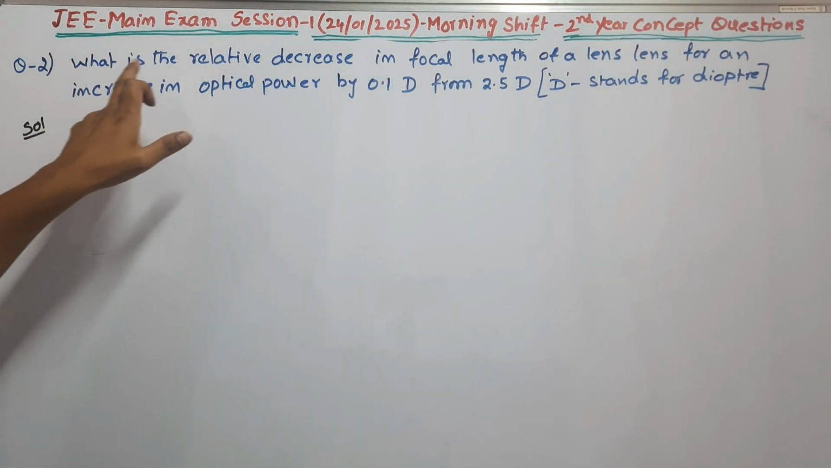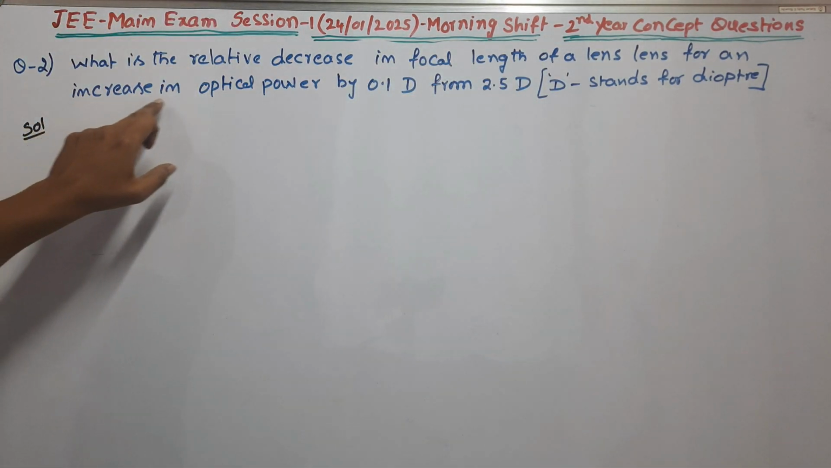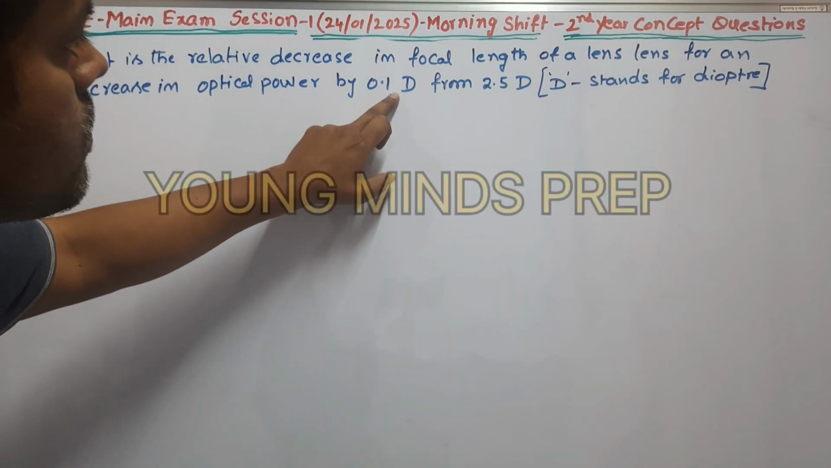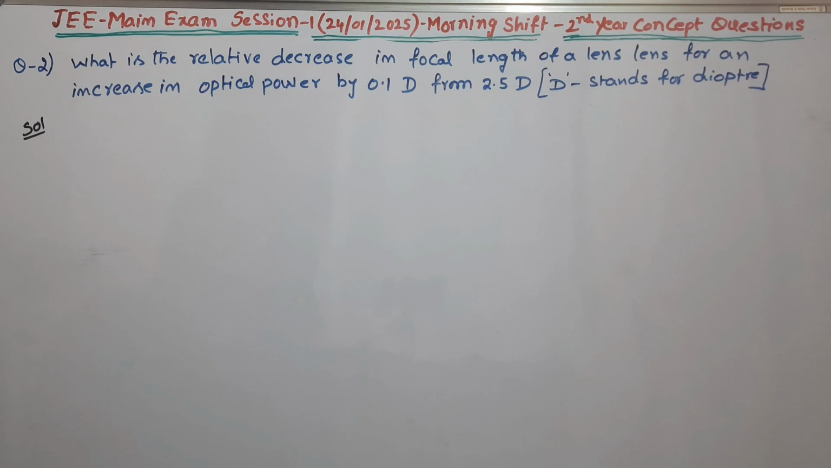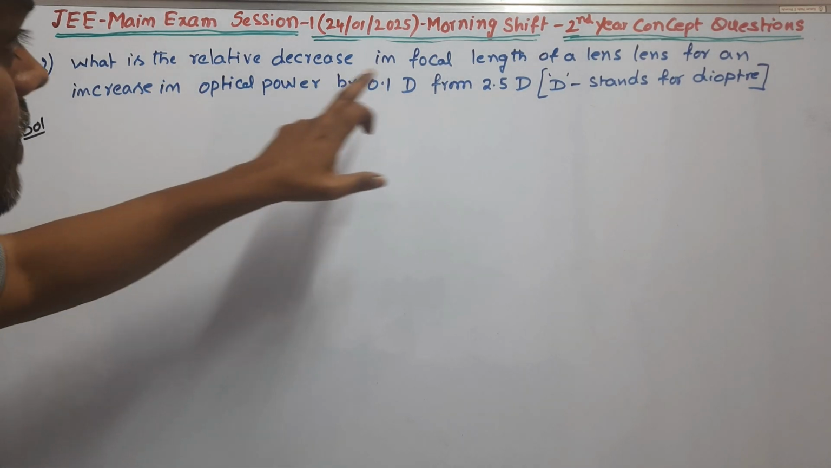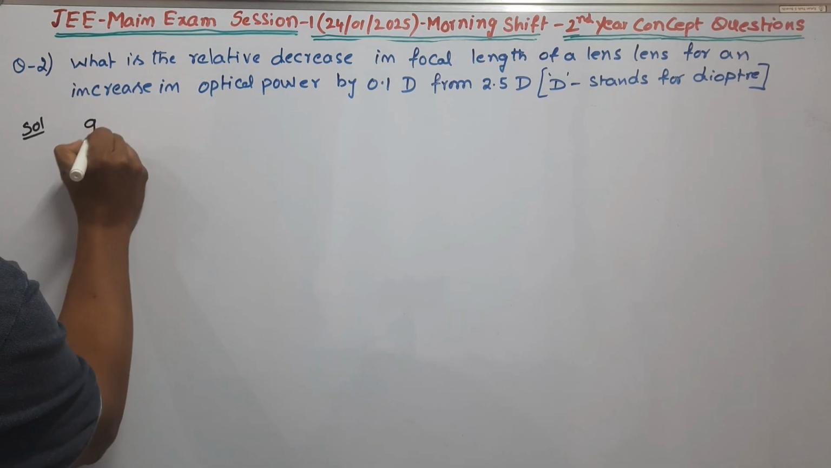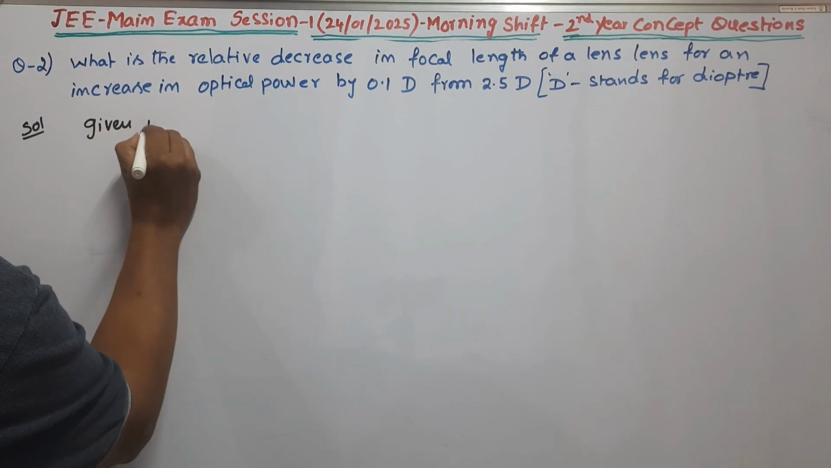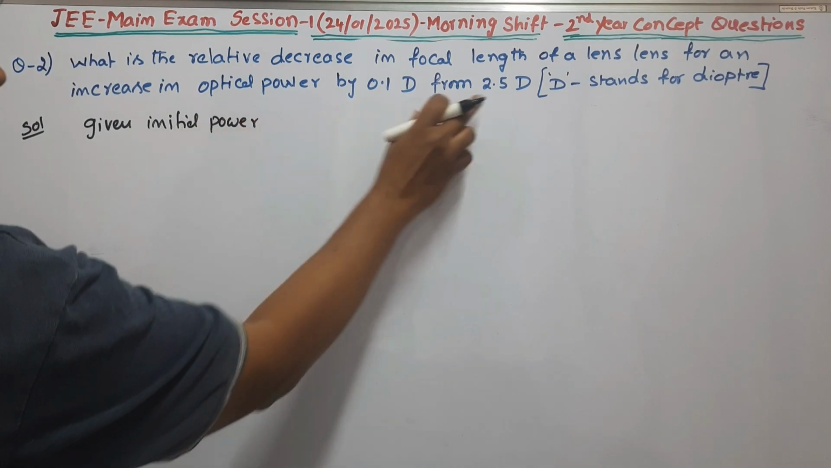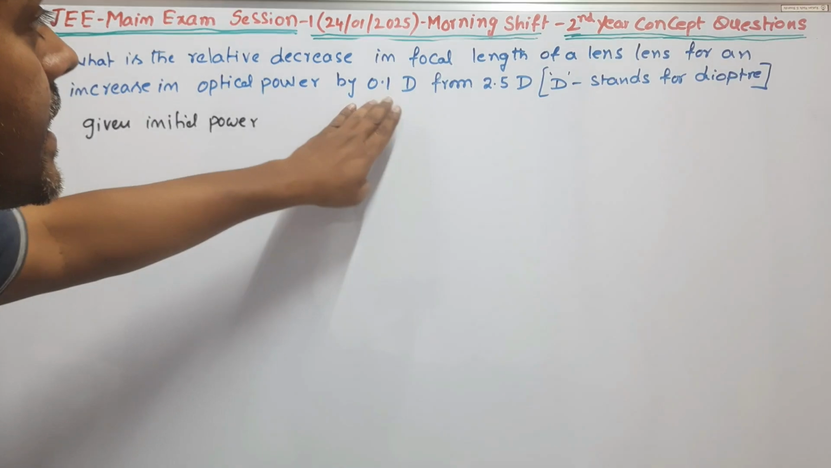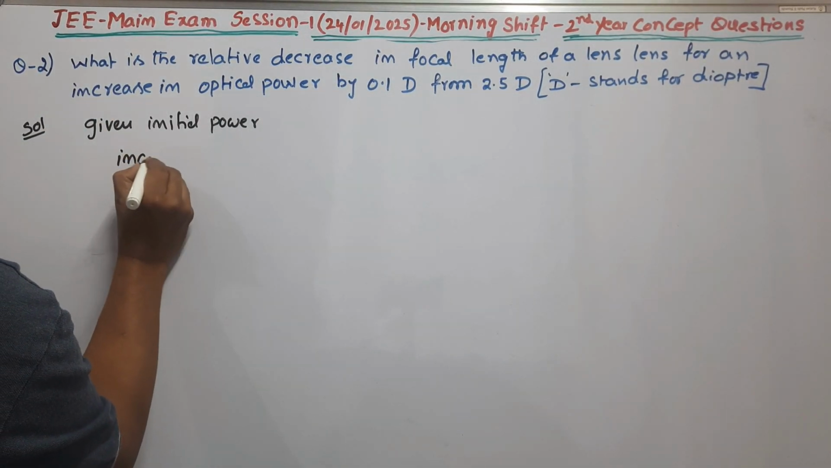On to the second question: what is the relative decrease in focal length of a lens for an increase in optical power by 0.1 diopter from 2.5 diopter? What is the relative decrease in focal length? But what is given? The increase in optical power. 0.1 is the increase in optical power.